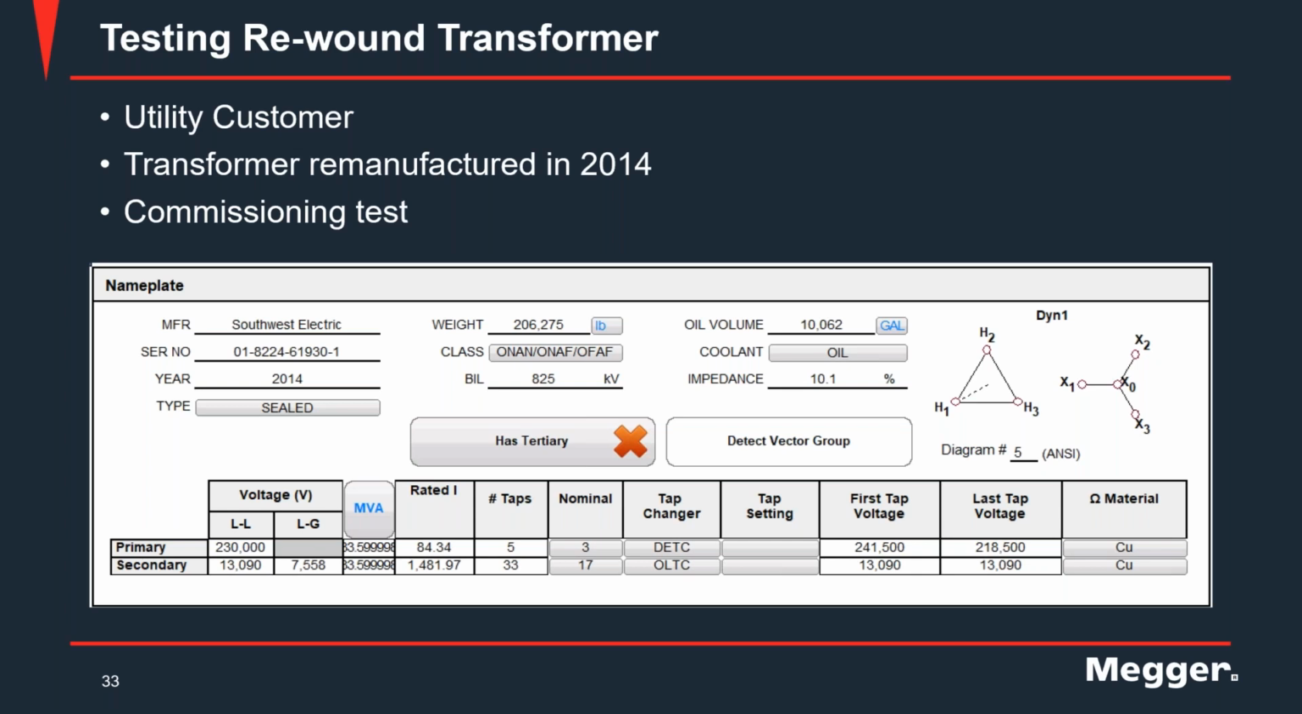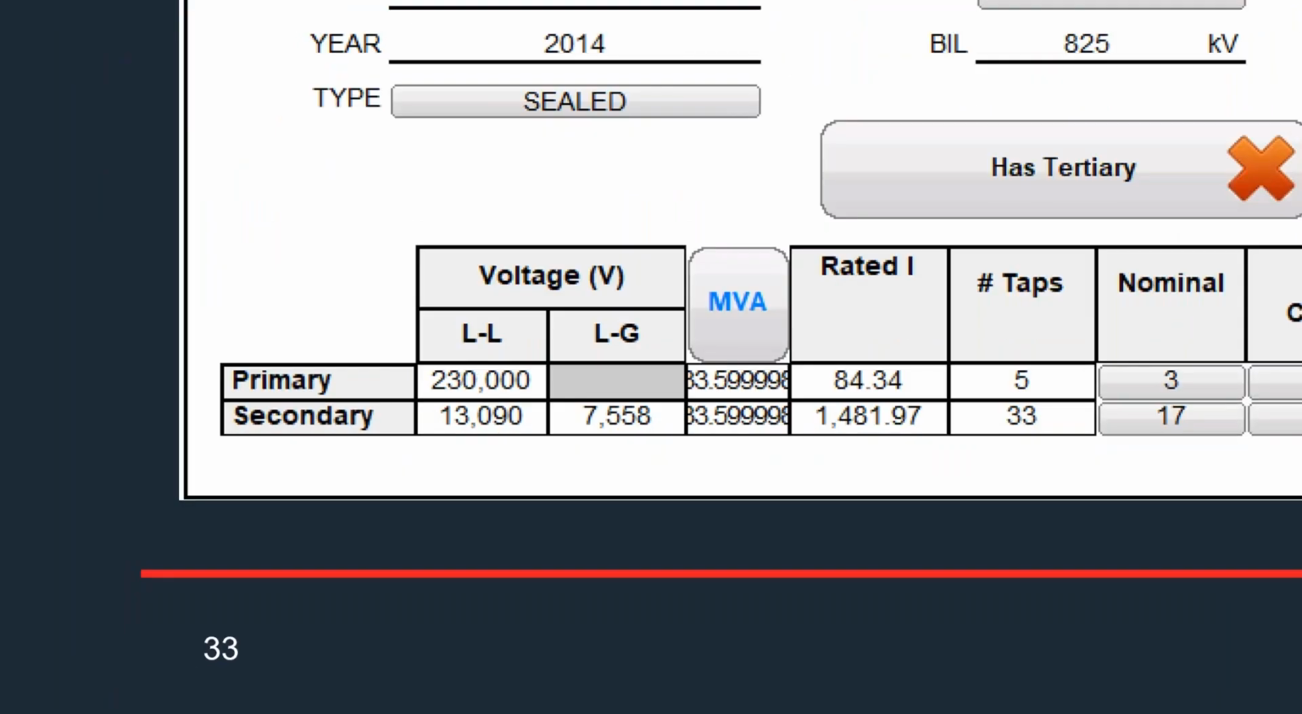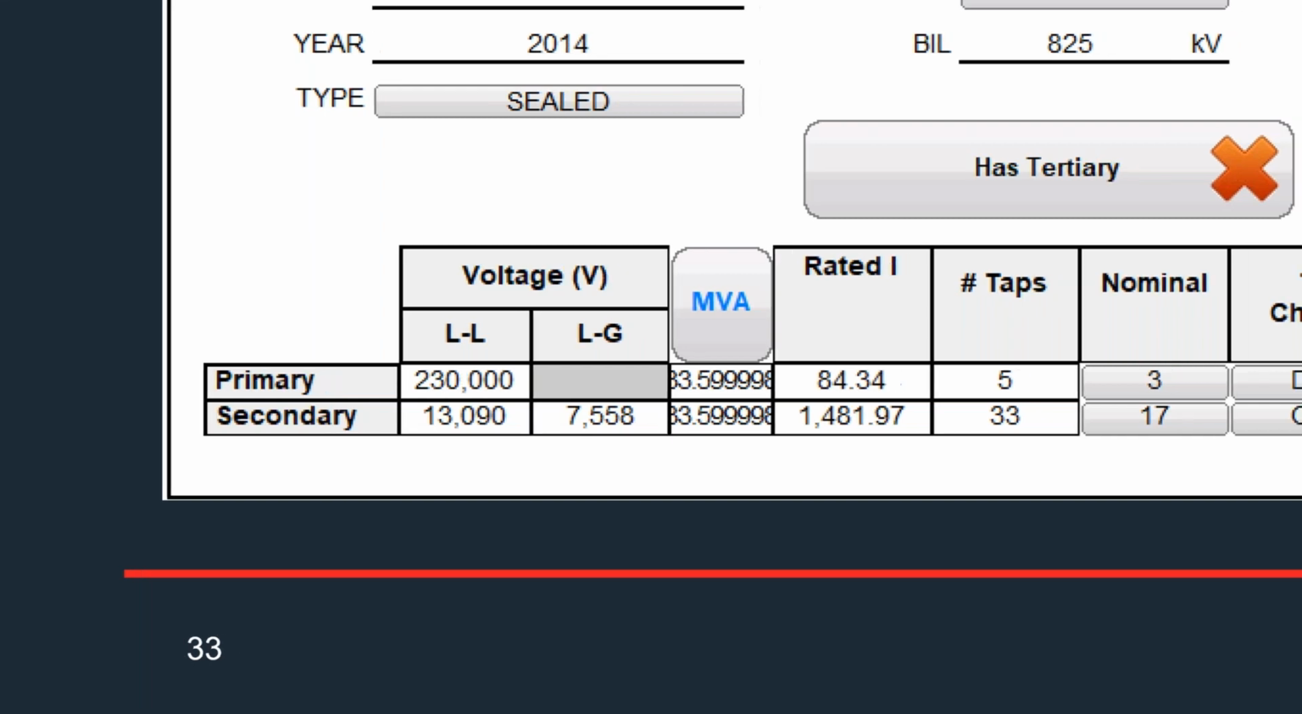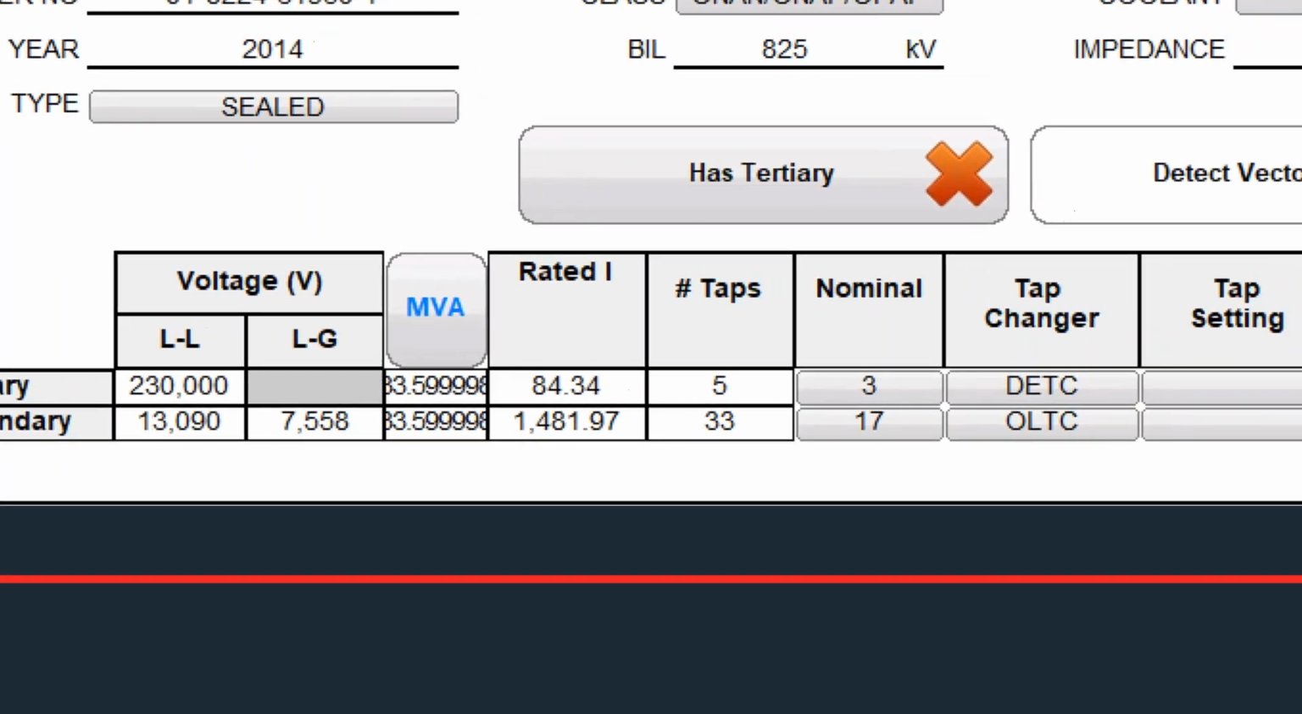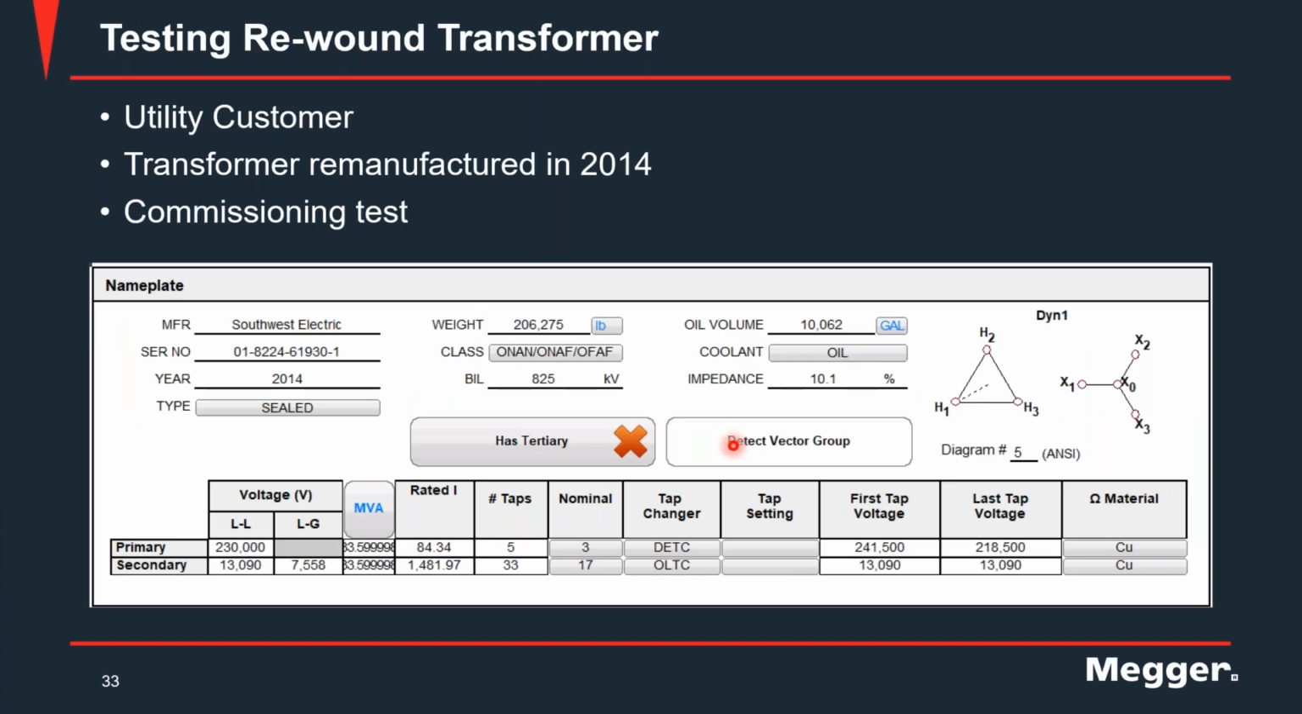At the bottom, you can see that the high voltage side is rated at about 230 kV with a low voltage side of about 13 kV. The transformer rating is about 33.6 MVA. You can see the rated currents there. And from a tap changer standpoint, this transformer had a de-energized tap changer on the high voltage side and an on-load tap changer on the low voltage side. So let's see what happened next.